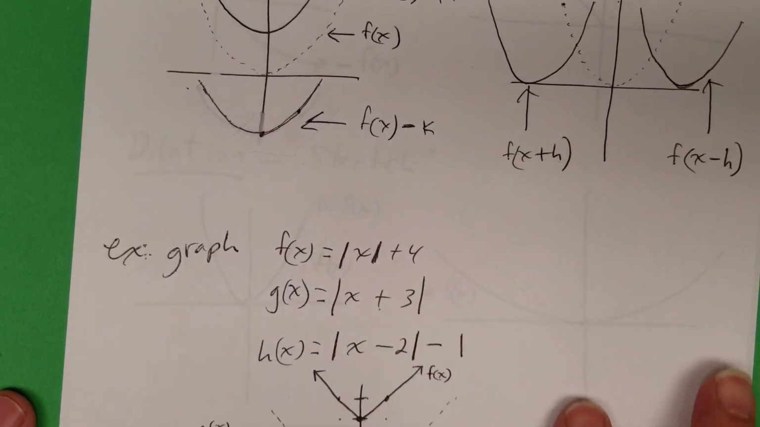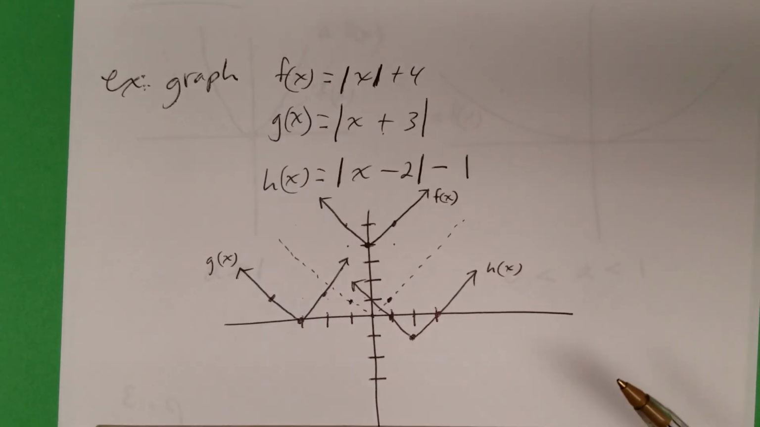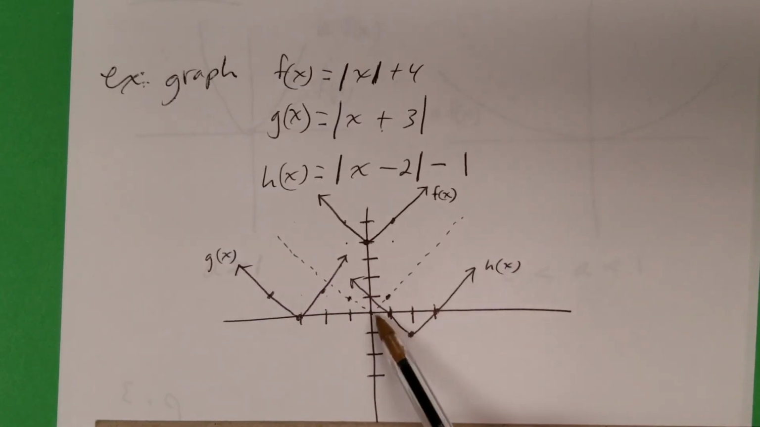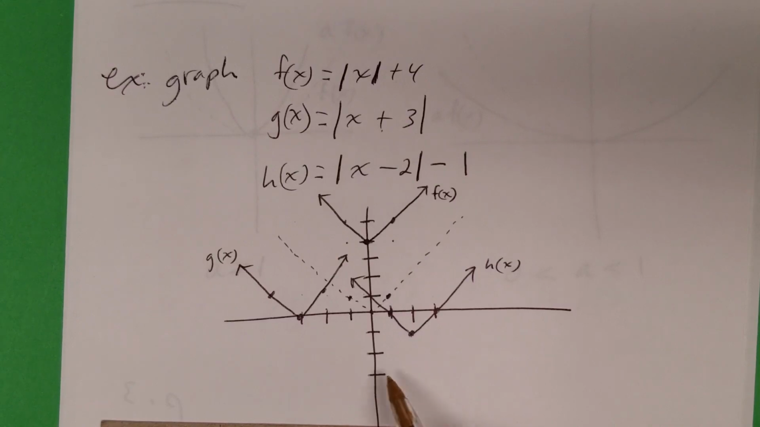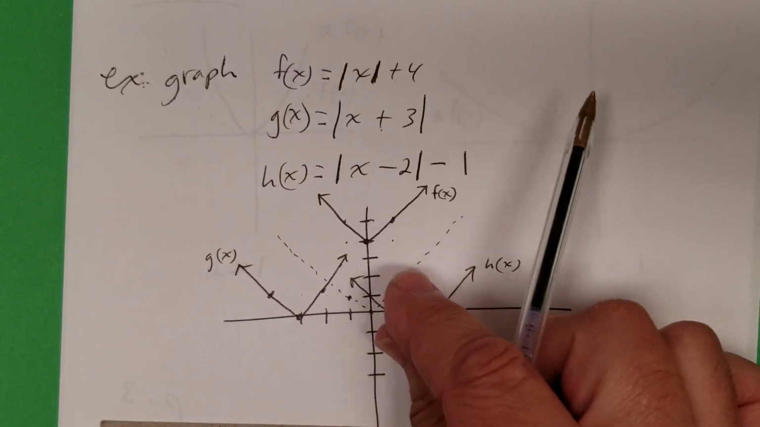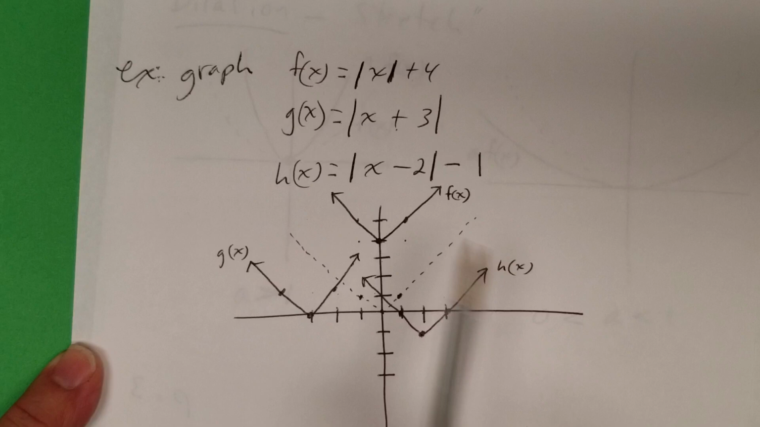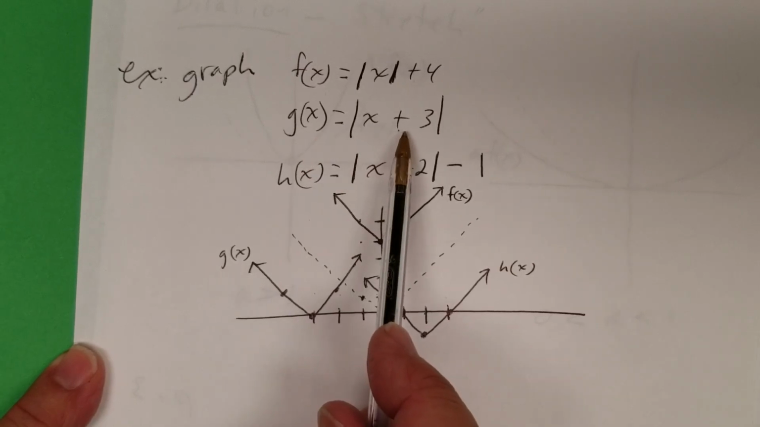Okay, I'll give you time to copy this. But the first thing you should do is, in dotted form, draw the original, the parent graph. Now, the first one, f of x, was plus 4. So 1, 2, 3, 4. The whole thing just slides up. g of x is plus 3 on the inside, so that means left 3.